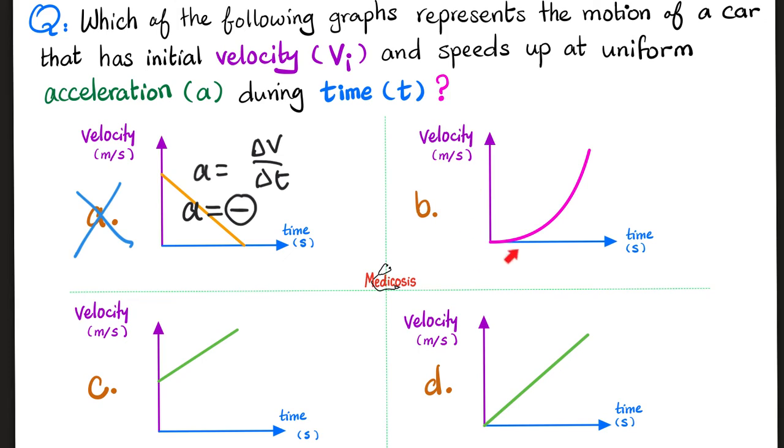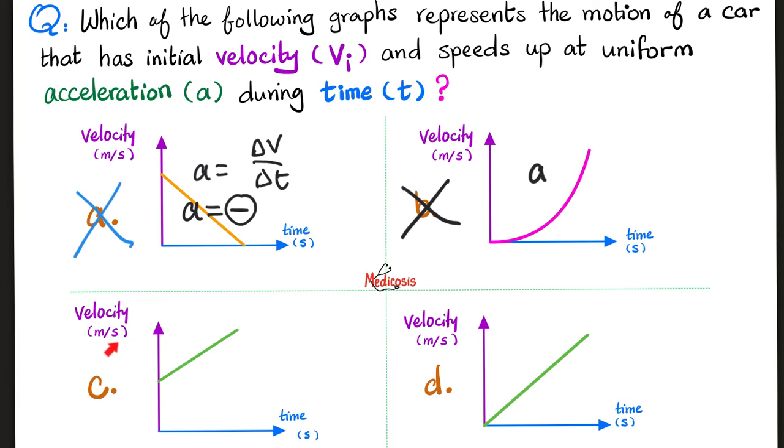How about this? Velocity over time, this is acceleration. All right, is this acceleration a positive number? Yeah, it's going up. Is this acceleration uniform? Oh, heck no, it is not a straight line. It is a curved line. It is a non-uniform acceleration, making B incorrect.